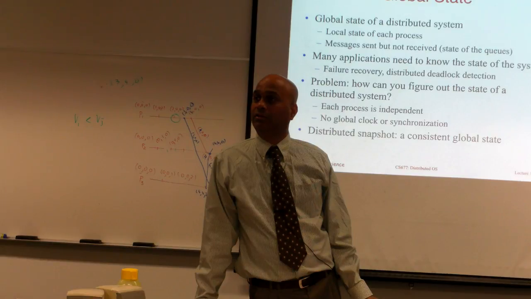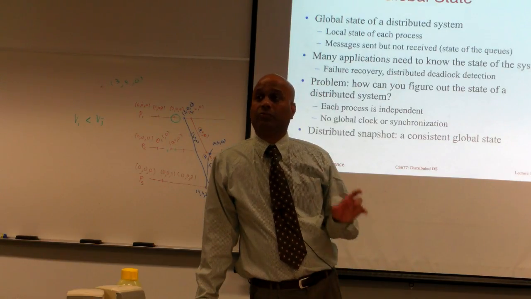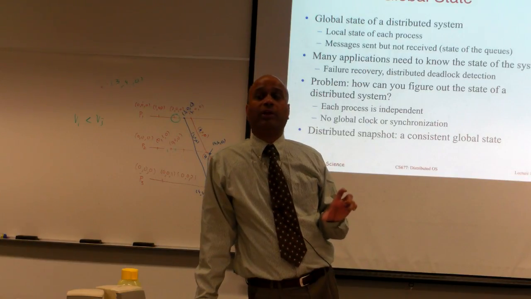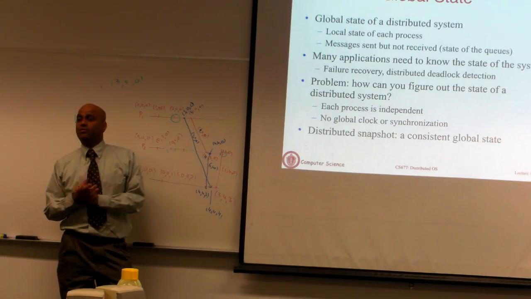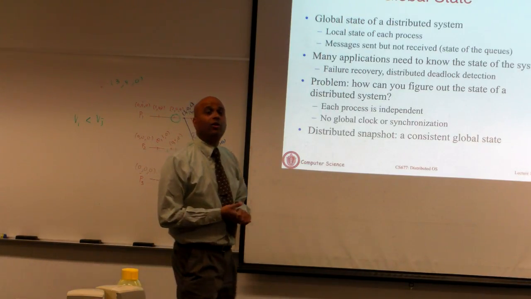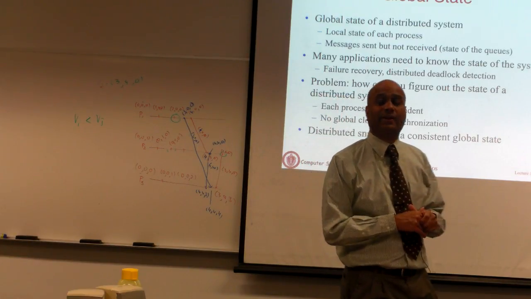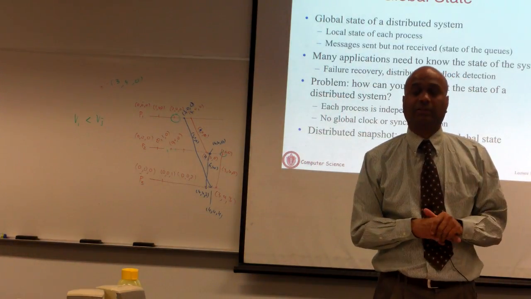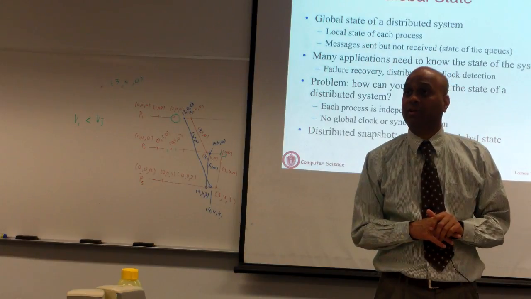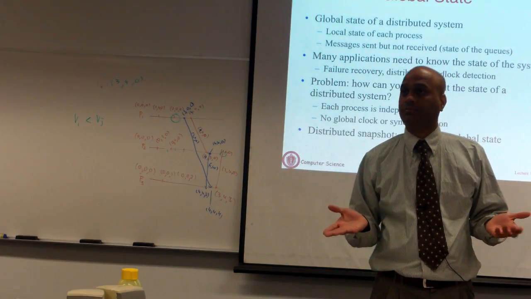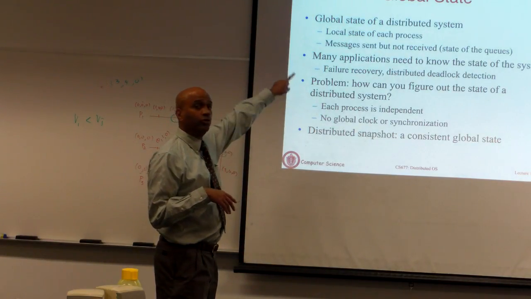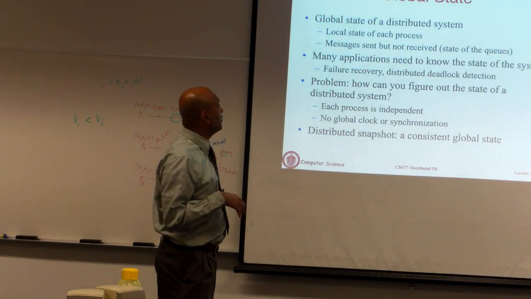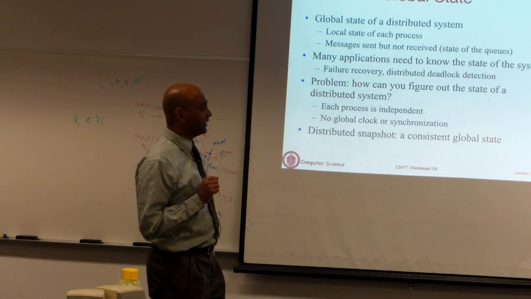Is that clear? How we do it is a different matter, but what you need to understand is that when you have a distributed application, checkpointing is not just checkpointing the memory state or all the instructions and memory of that process. It also looks at all the messages that are in transit, which is essentially messages that have been sent but not received. If you could do this, you'll use it for distributed failure recovery, distributed deadlock detection, and so on.